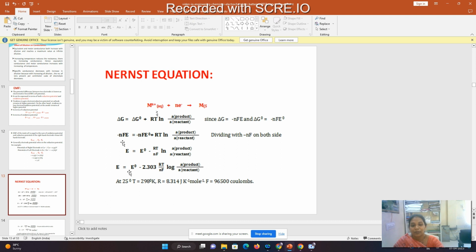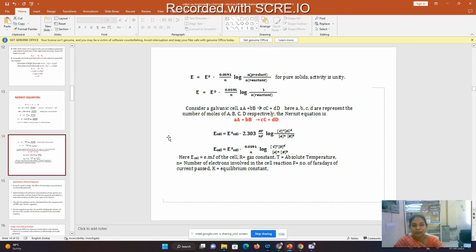Then the natural logarithm can be converted into base-10 logarithm, that is E = E0 minus 2.303 RT by nF log product by reactant. Here we know that R is the gas constant whose value is 8.314 joule kelvin inverse mole inverse, F is the Faraday whose value is 96,500 coulombs, and T is the temperature, that is 298 Kelvin. If you substitute all the values in the equation, it changes to E = E0 minus 0.0591 by n log product by reactant. And finally, the reaction changes to E = E0 minus 0.0591 log 1 by reactant.